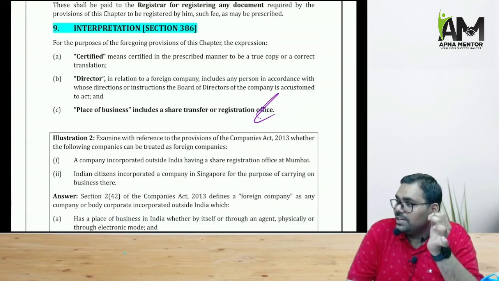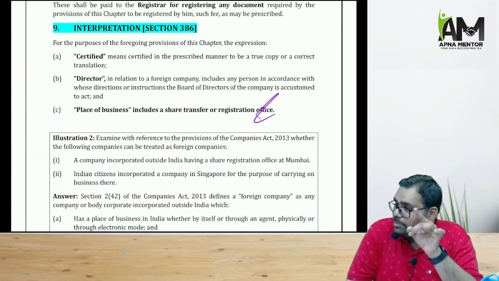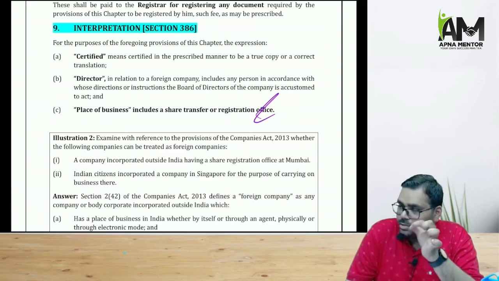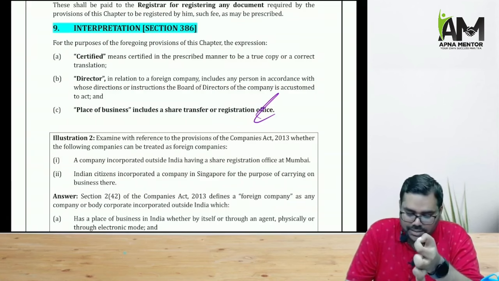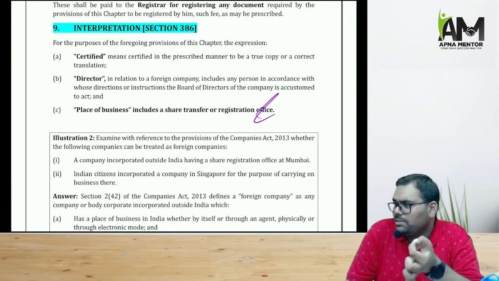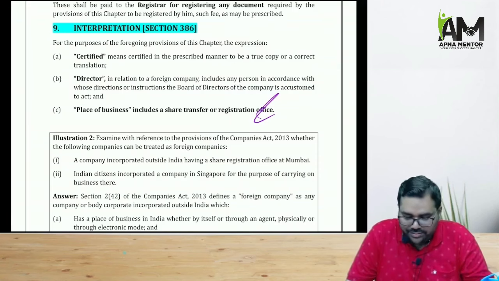Like we see the word certified. In section 3 also they used it: certified copy of charter will be given, certified copy of MOA will be given, certified translated copy will be given. So what is the meaning of the word certified? What is the meaning of director in this chapter? And what is the meaning of place of business in this chapter? They have just given these three meanings in section 386. Nothing else.